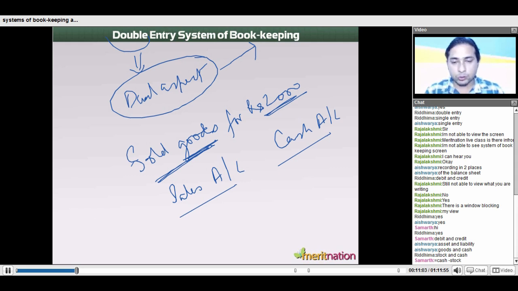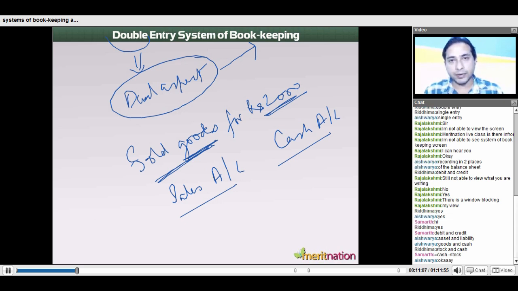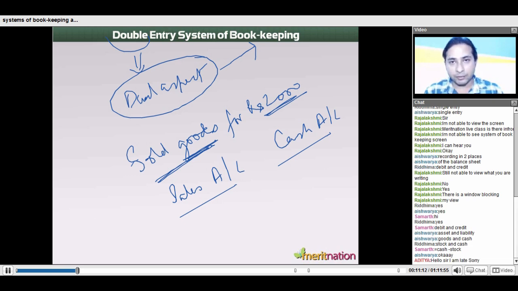You can see here, sold goods for rupees 2000. That means we have two accounts here that are getting affected. One is sales and another one is cash. And the most important thing that you have to look out for here is that both of these are getting affected by the same amount. Is it fine?